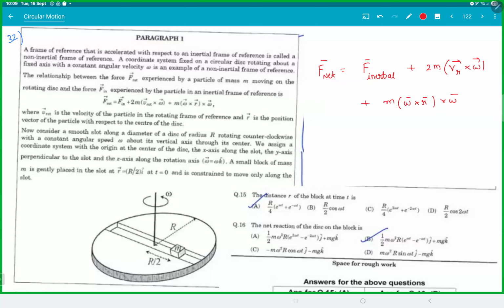Do you guys remember this question? We found the speed when it is coming out. Yes, so that is what I was saying. We did a similar type of question.